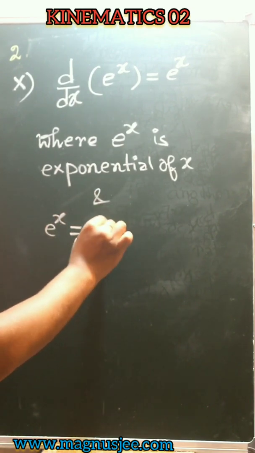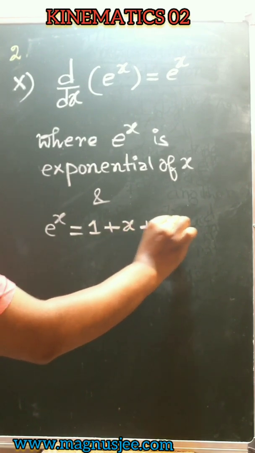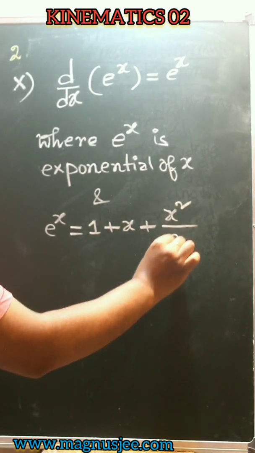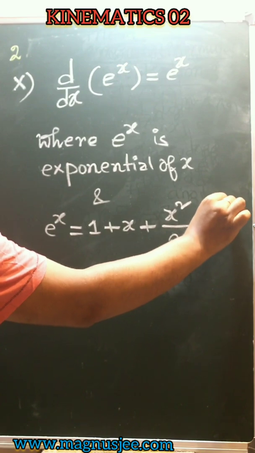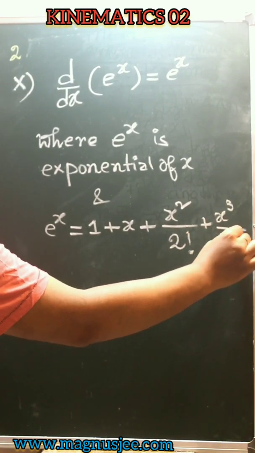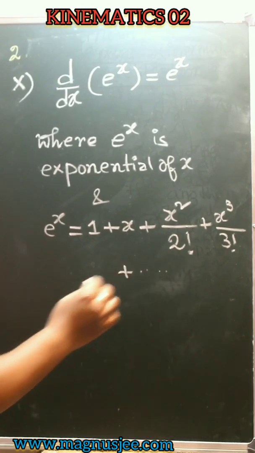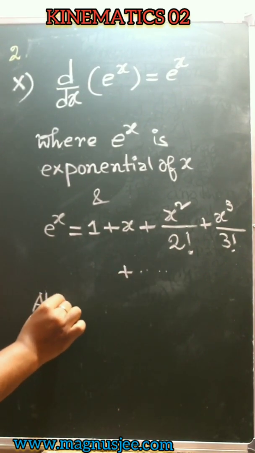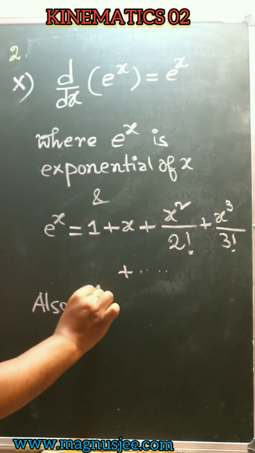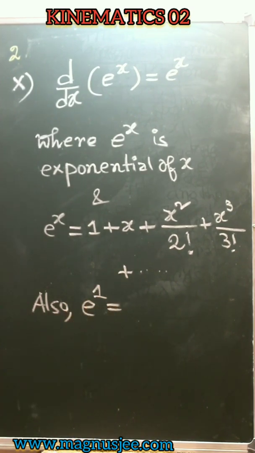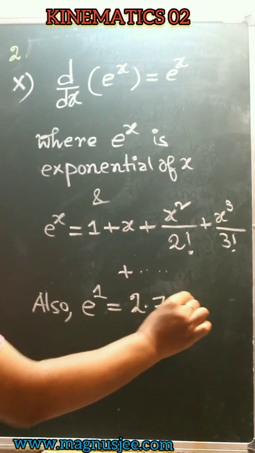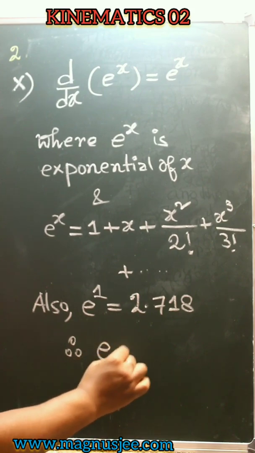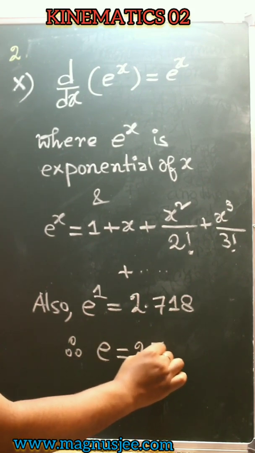And the formula of e to the power x is e to the power x equals 1 plus x plus x square by factorial 2 plus x cube by factorial 3 plus and so on. And also the value of e to the power 1, or only e, is equal to 2.718.